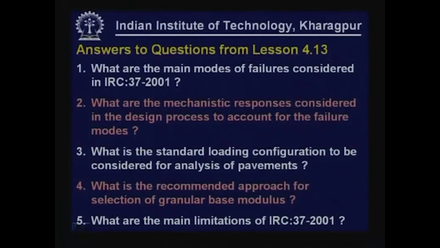The next question is, what are the main limitations of IRC 37/2001? The main limitations of IRC 37 are in terms of the use of the charts, which are meant for only 35 degrees centigrade, which will give you thickness in terms of DBM only, which will also give you thicknesses only for 60-70 binder, and limited CBR range and also limited traffic range.